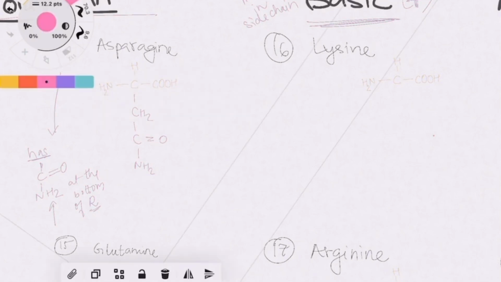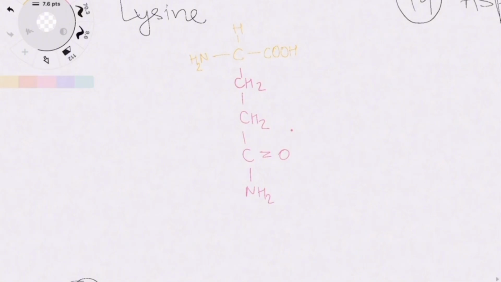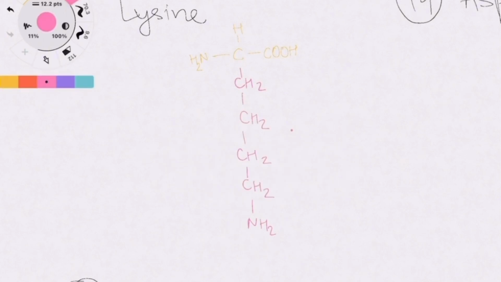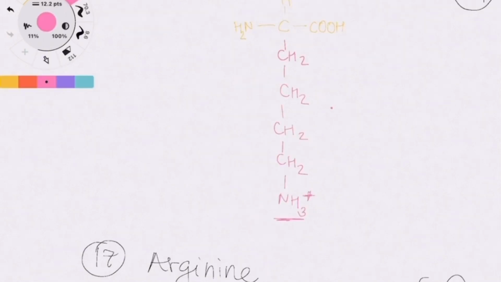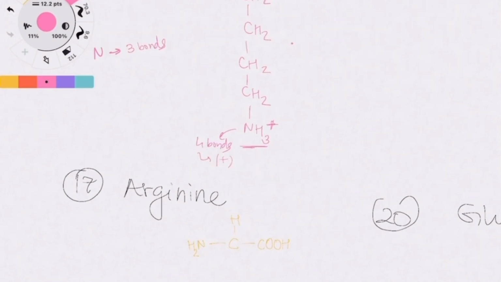Moving on to lysine, it's going to have the same side chain as glutamine, except this time we're not going to have the C double bond O. We're just going to replace it with 2 methyl groups. So in total, lysine would have 4 methyl groups and an NH3 plus at the bottom. Remember, nitrogen usually makes 3 bonds, but in this case, it would make 4 bonds to make it positive.